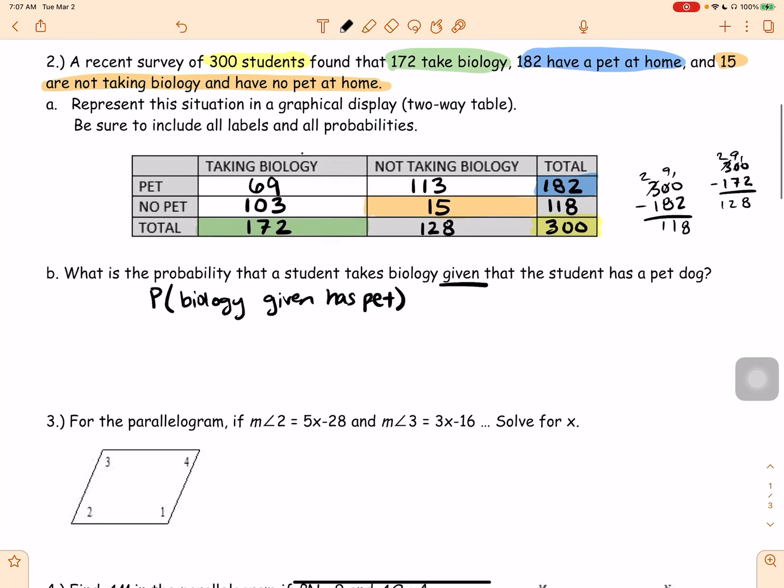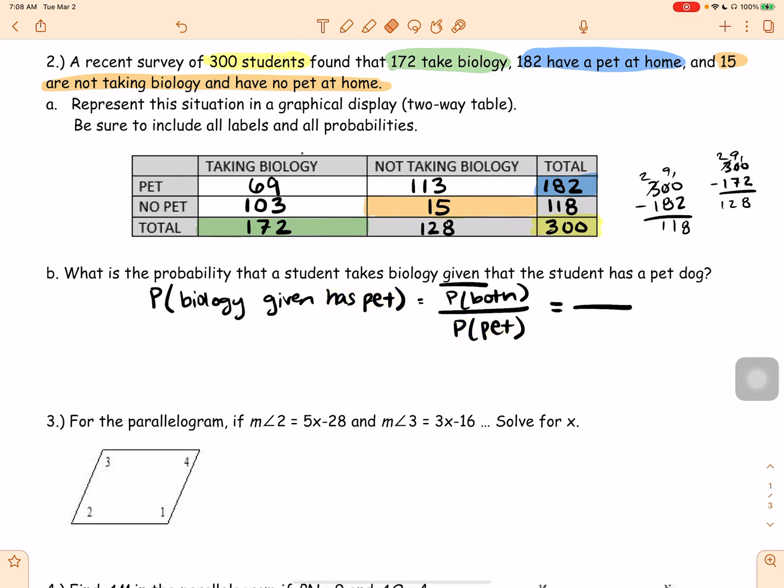Okay? So again, whenever we have this, we need to know the probability of having both, taking biology and having a pet, over the probability of just having a pet, because that's what we were given. Okay, so we were given that they have a pet, so that's what goes on the bottom, because we're only looking at the total number of students who have a pet. So what is the total number of students who have a pet?